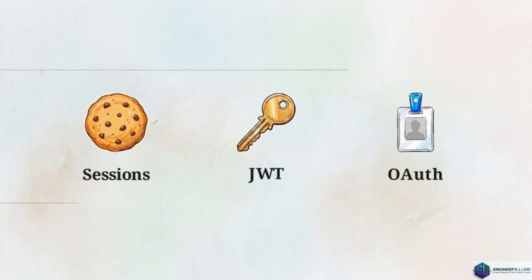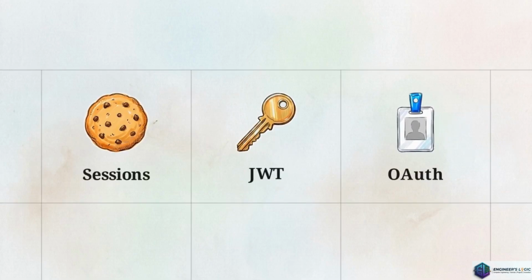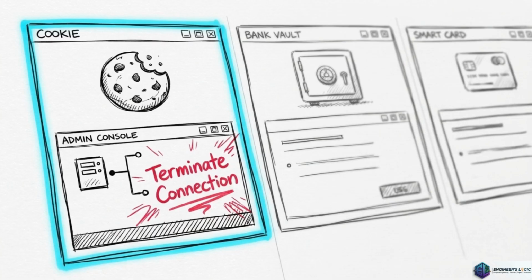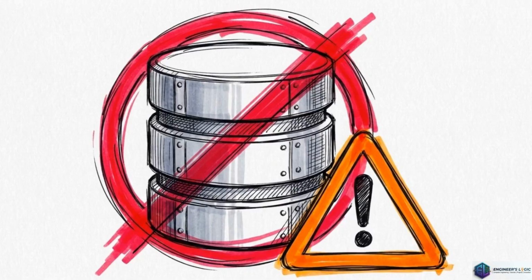These mechanics allow us to build a decision framework for choosing an architecture during system design. Session-based authentication is the standard choice for monolithic server-rendered applications. This model is necessary when the system requires the ability to instantly revoke a user's access. If a security event occurs, deleting the session record in the database terminates access immediately.